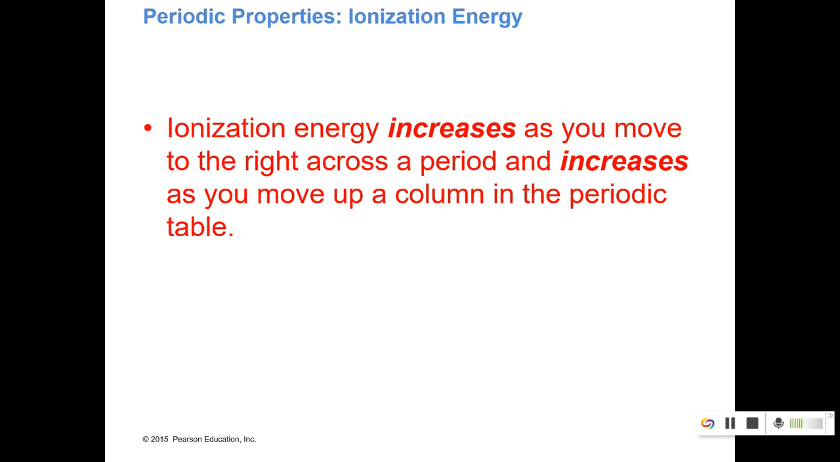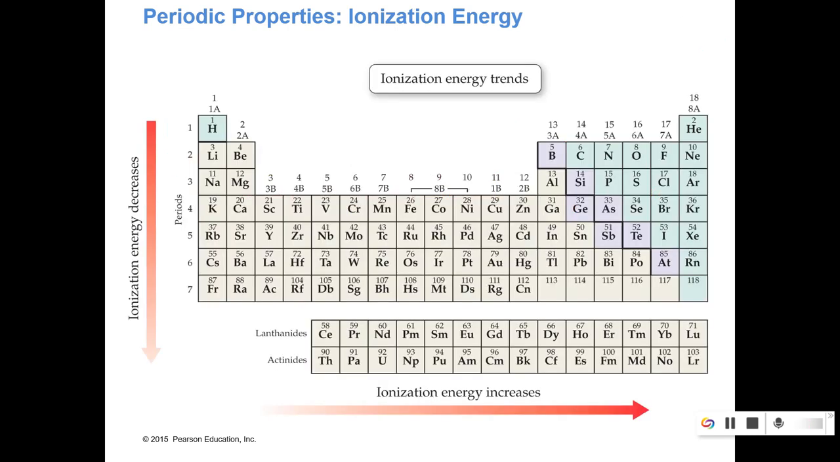All right, next is ionization energy. Now, ionization energy arrows are opposite of atomic radius arrows. So if you want to go ahead and draw the arrows, they're like this. They look like the Z-shaped arrows. Okay, they increase as you go to the right, and they increase as you go up to the top. So the highest ionization energy on the periodic table is helium.